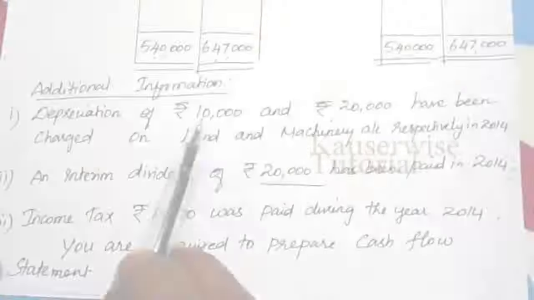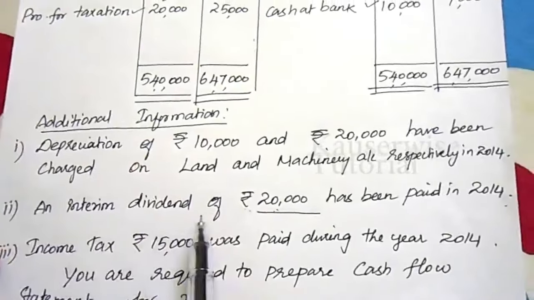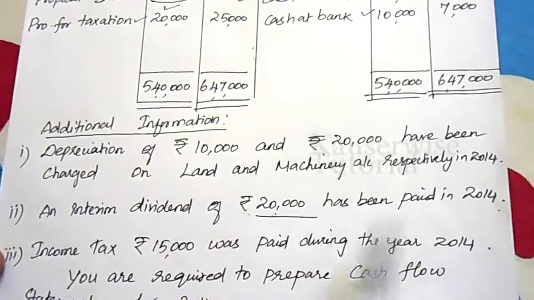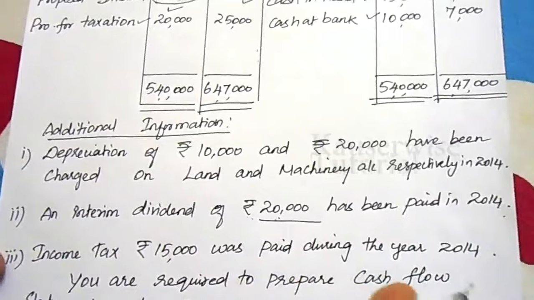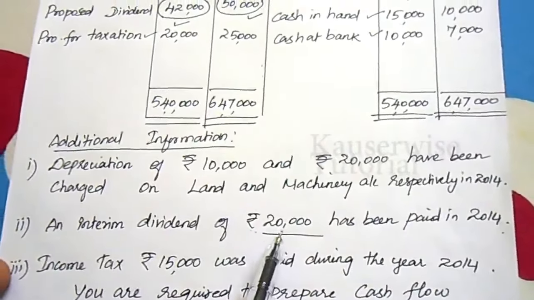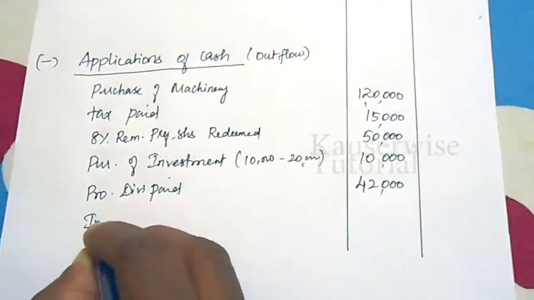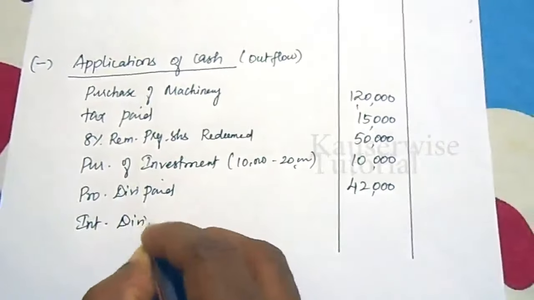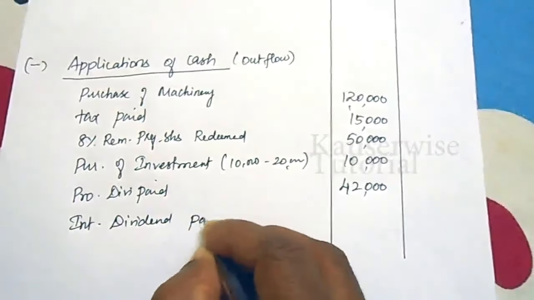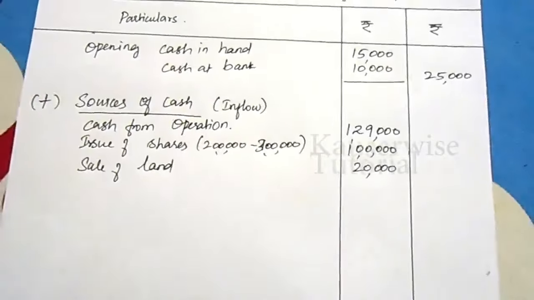So all the items we have entered. Look at the adjustment. Depreciation we have entered. Interim dividend. An interim dividend of rupees 20,000 has been paid. No, this must be entered in two places. One is debit side of adjusted profit and loss account and the other is application of cash. That is outflow of cash. Interim dividend paid. How much? 20,000.